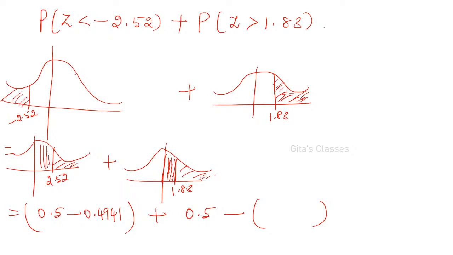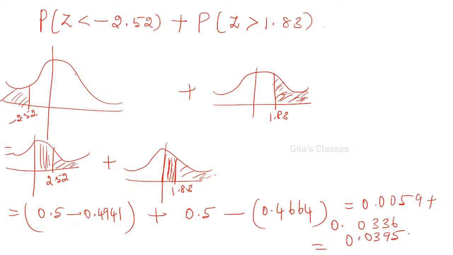Greater than 1.83. 0.4664. Yes, very good. So when you add, this will be 0.0059 plus 0.0336. Therefore 0.0395. 0.0395 is the answer. In this, from the left side, the minus becomes positive.